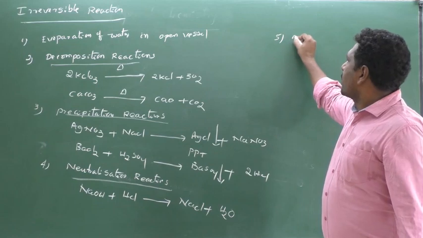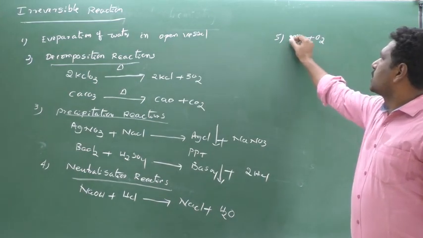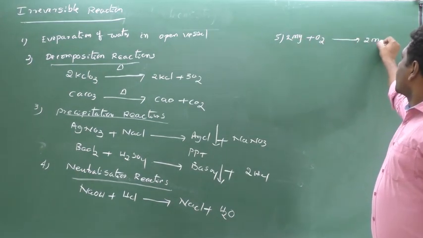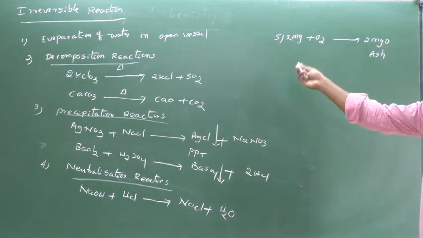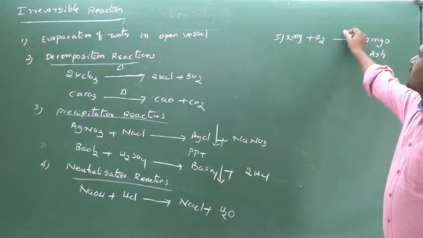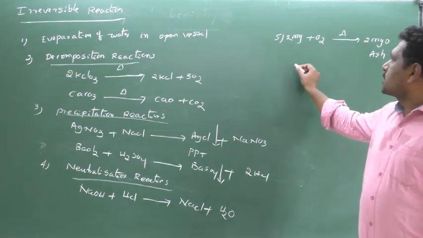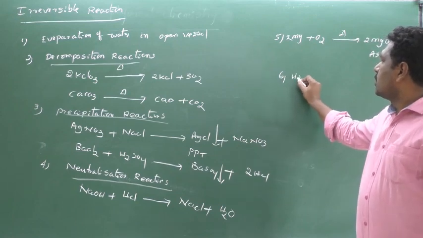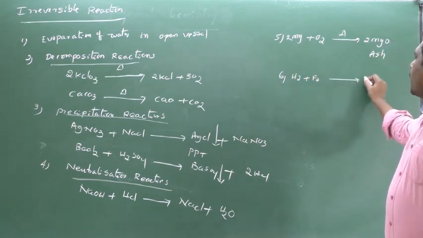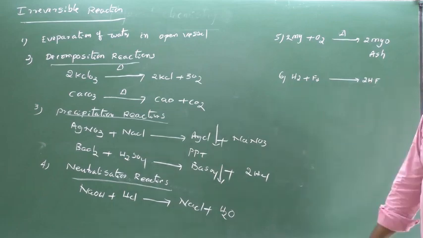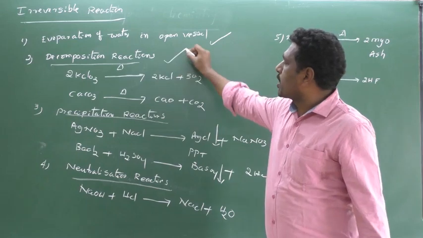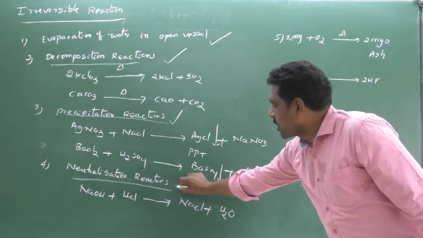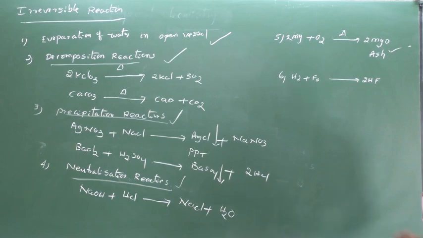Fifth example: magnesium on reacting with oxygen forms magnesium oxide. Magnesium oxide is ash, so from this ash it is impossible to prepare magnesium and oxygen. One more example: hydrogen reacts with fluorine to form hydrogen fluoride. These are all single direction reactions. So evaporation of water, decomposition reactions, precipitation reactions, neutralization reactions, and these reactions are examples of irreversible reactions.